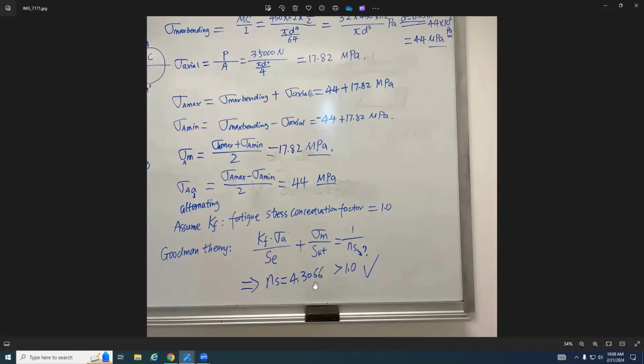Any questions regarding this example? No question? Is the safety factor still 4.3 if we change the sign? Yeah, this result is the same. But when I talked about it here, I just made a mistake. This here should be plus. If we just use a plus, then we can have a minus sign here.